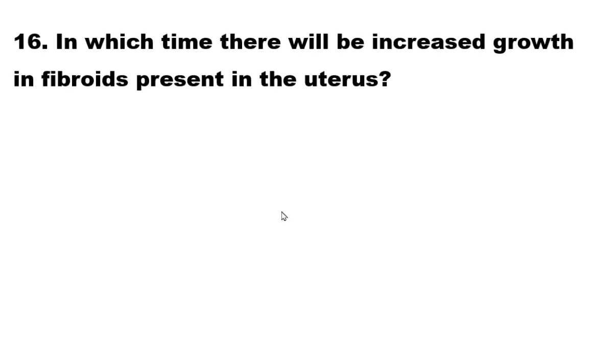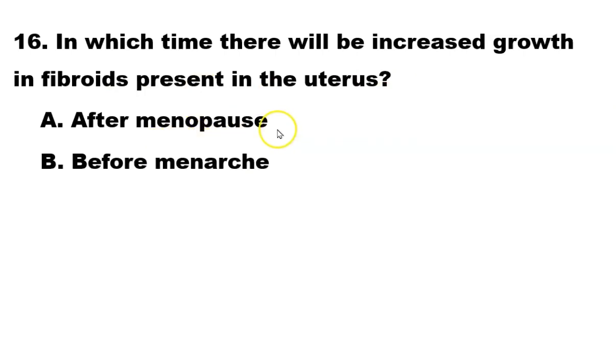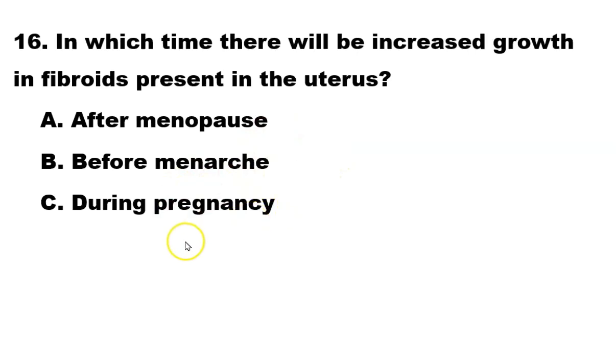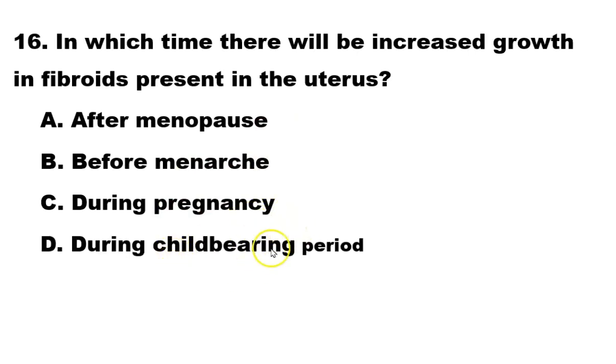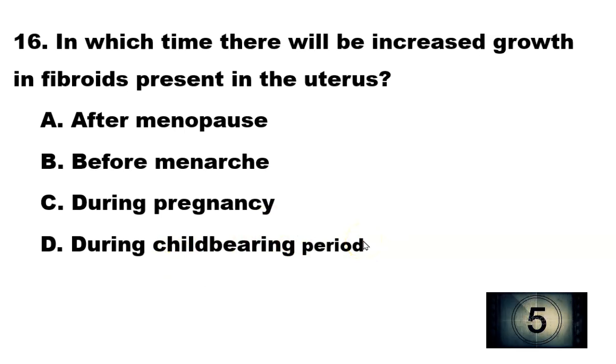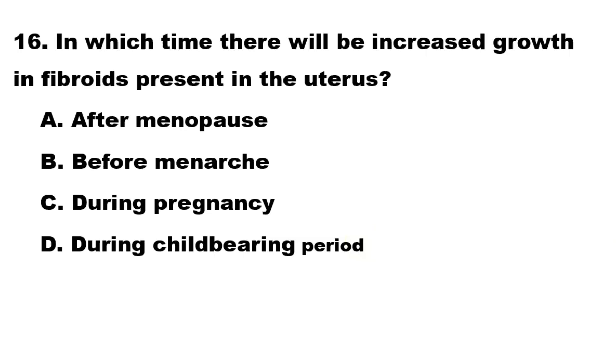The next question: at which time will there be increased growth of a fibroid present in the uterus? A. After menopause. B. Before menarche. C. During pregnancy. D. During childbearing period. The correct answer is during pregnancy.